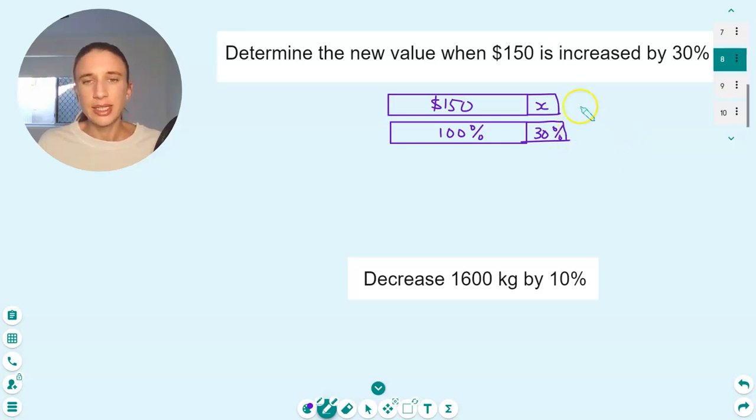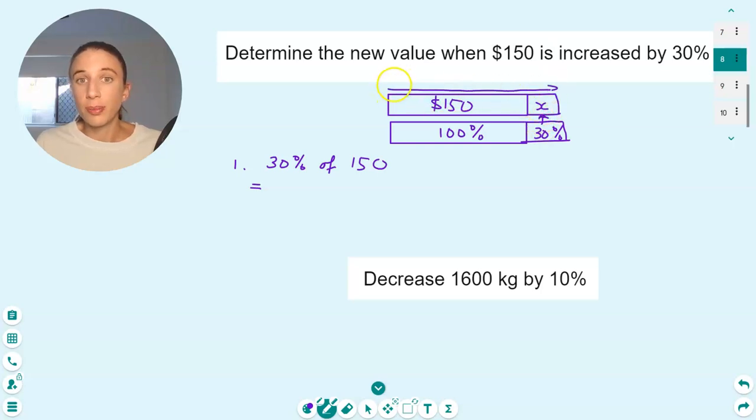So if it's increased by 30%, you can do a two-step process. 30% of the number. That's what you can do. So that's going to give us that dollar amount, and then we can find the new value by adding them together. So 30% of 150, remember, divide by 100, 0.3, of means times. And let's do it. 0.3 times 150 is $45.